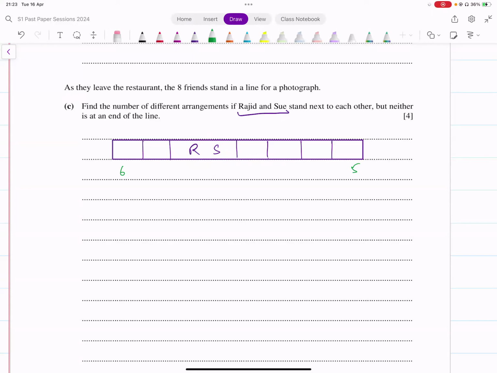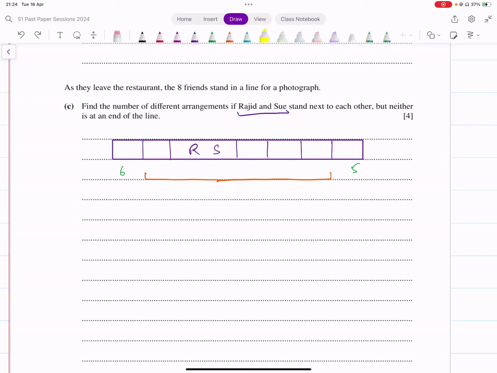And now you've got these middle boxes left. Once we have filled out those boxes on the sides, in how many ways? 6 ways the first box, 5 ways the last box. Now we have these boxes left in the middle. How many boxes do we have here? We've got 5 boxes in the middle.